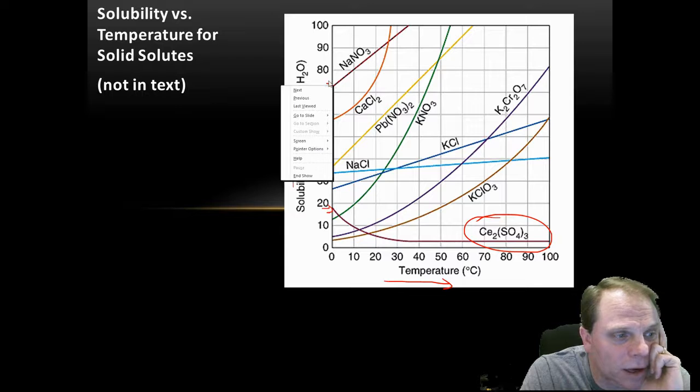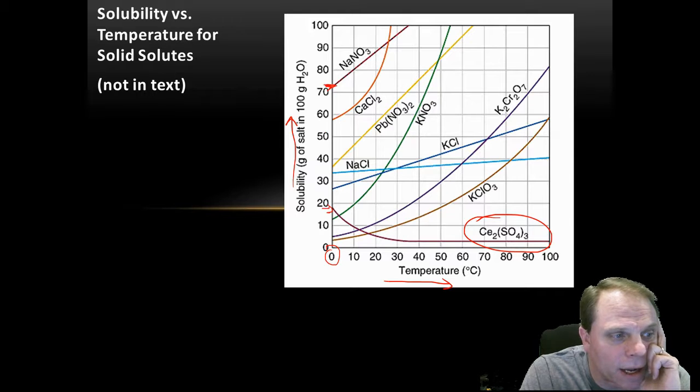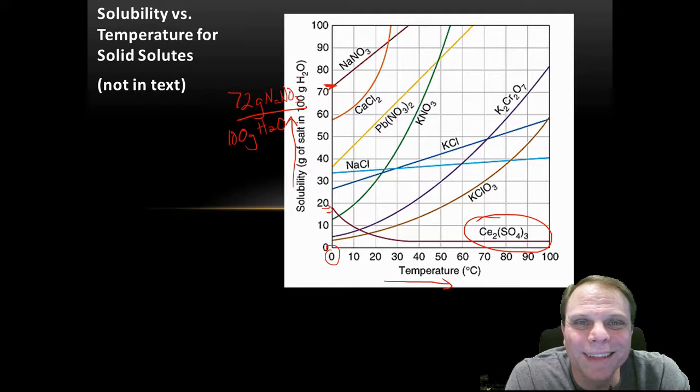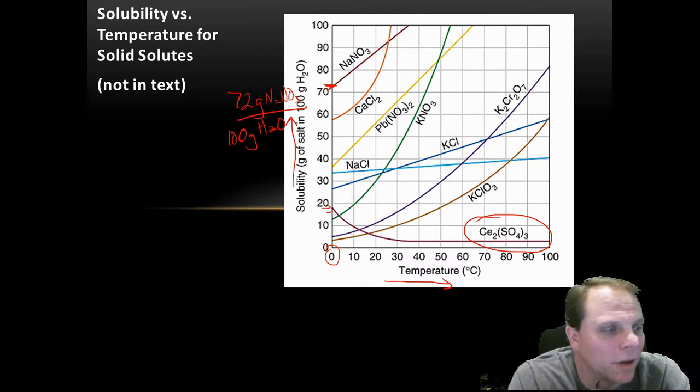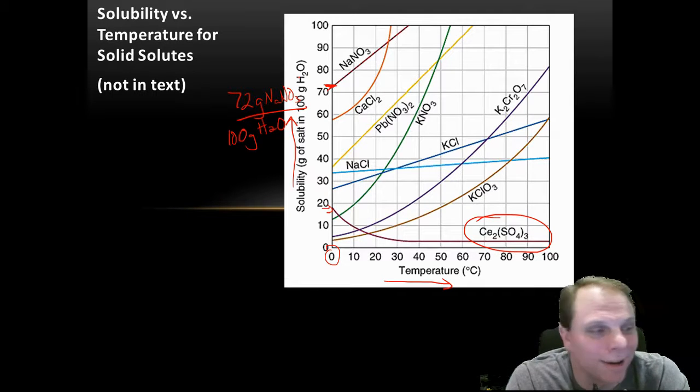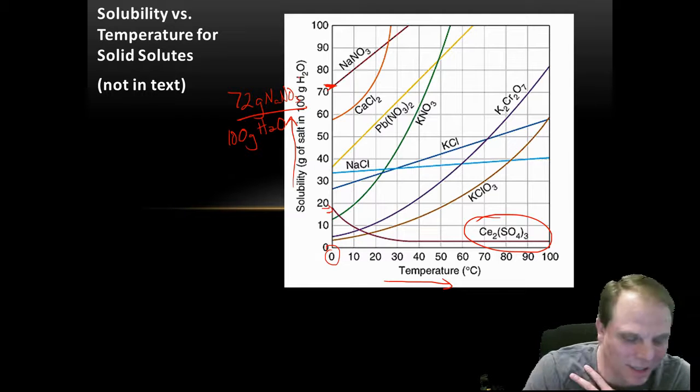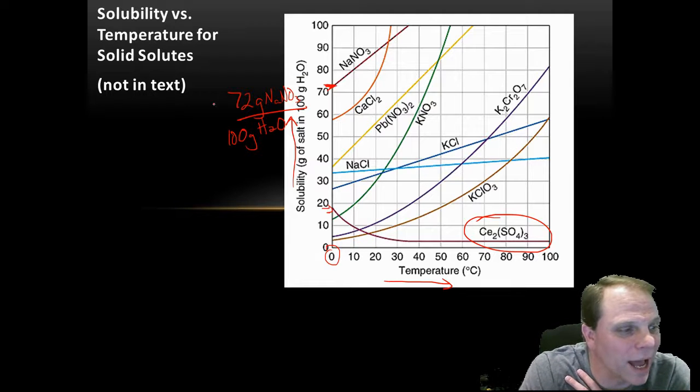Let's say for my sodium nitrate here, if I look right where it intersects the line at 0 degrees Celsius, I can see that it's probably right at about 72 grams of sodium nitrate dissolved into 100 grams of water. Okay, so that's your solubility. That's the calculated solubility, right? 72 divided by 100 times 100. It's 72. So my concentration of sodium nitrate at 0 degrees would be 72.